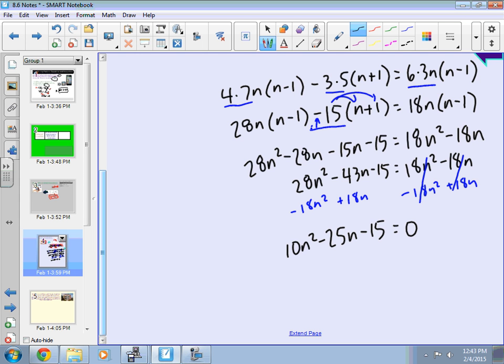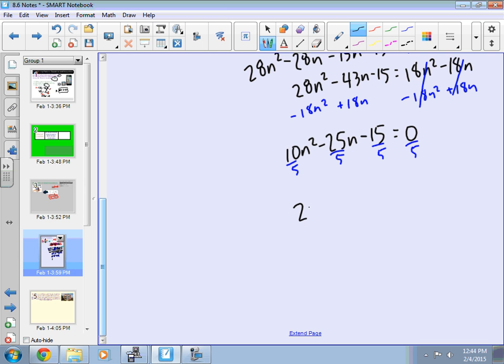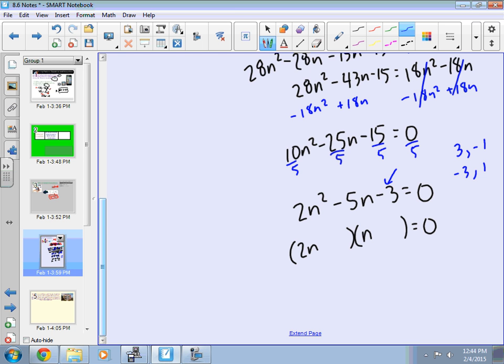Well, this one's a little bit harder to factor. One thing it looks like we could do here is all these terms are divisible by 5. So we could divide through by 5 to make this a little easier. So if we divide through by 5, now we've got 2n squared minus 5n minus 3 equals 0. That should be a little bit easier to work with. We need to figure out what's going to multiply to 2n squared. Well, that would be 2n and n. Now we've got to figure out what's going to multiply to negative 3. Well, it's either going to be 3 and negative 1 or negative 3 and positive 1.